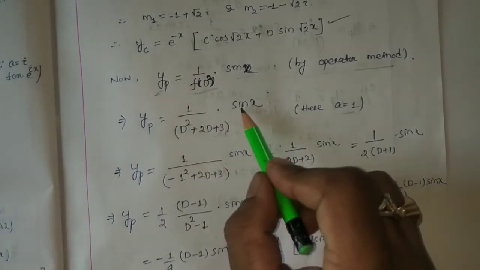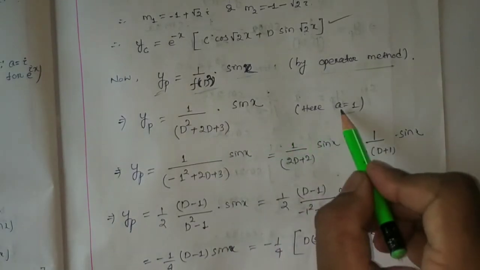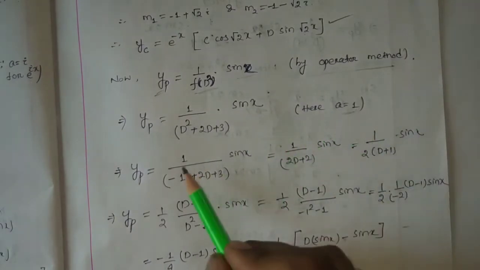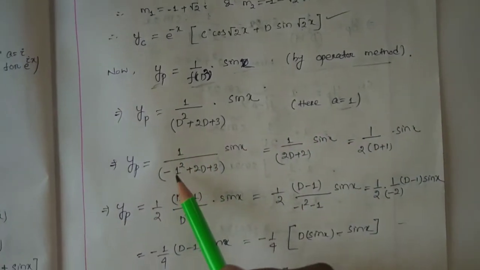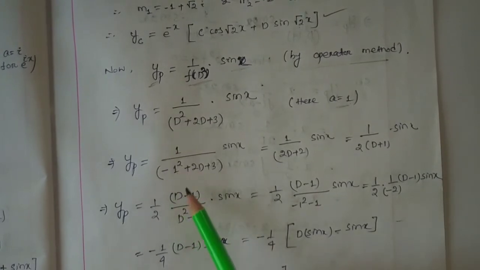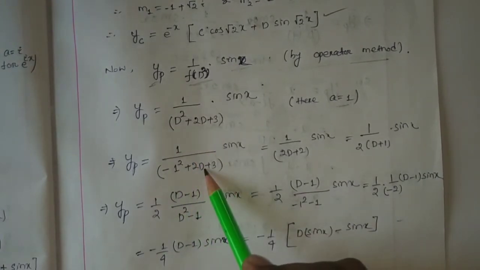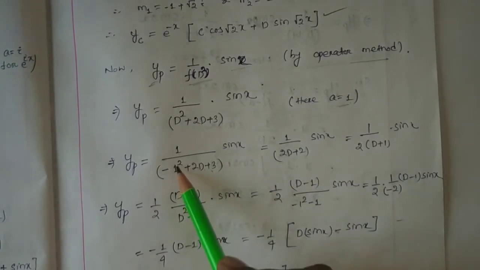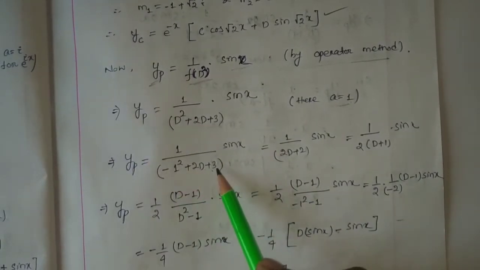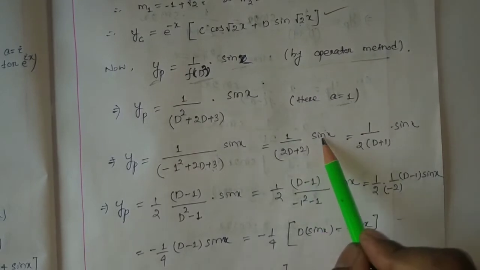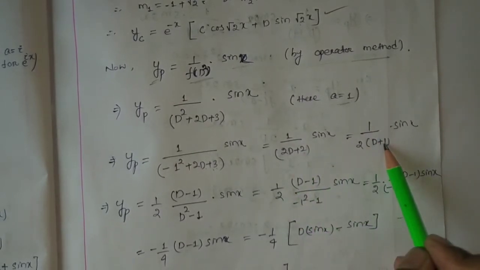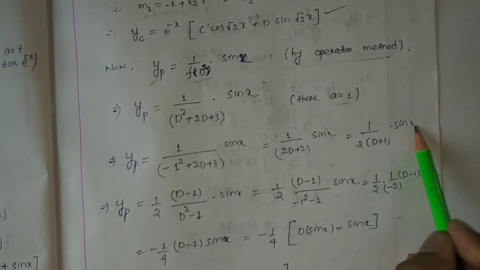So here sin x means sin 1x, that means a is 1. Instead of d square, we put minus a square, minus 1 square, 2d as such we write, plus 3 into sin x. So minus 1 square means minus 1, minus 1 plus 3 is plus 2 sin x. 2 can be taken outside, so 1 by 2 into d plus 1 into sin x.